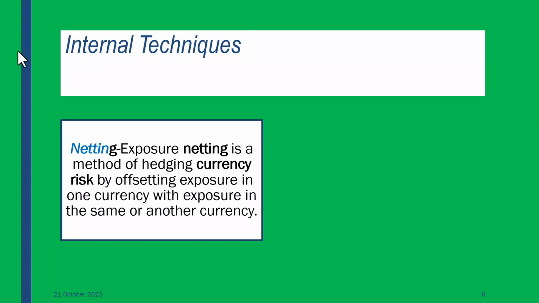Then the second was invoicing in the home currency. If you are in India, and my customers or my suppliers allow me to raise invoices in Indian rupees, then I'm not exposed to the currency risk. But that will be a very rare case. Then the third technique we are doing is called netting. Here, it may happen that, let's read. Yash, can you read? Exposure netting is a method of hedging currency risk by offsetting exposure in one currency with exposure in the same or another currency.